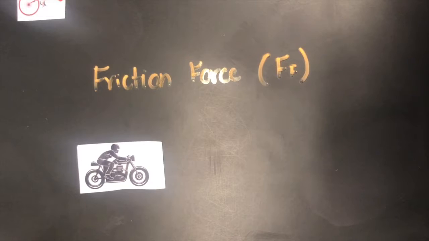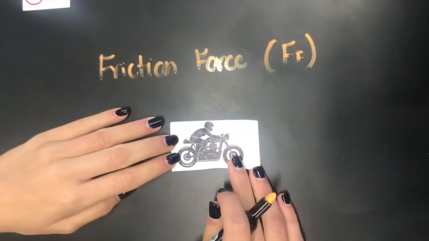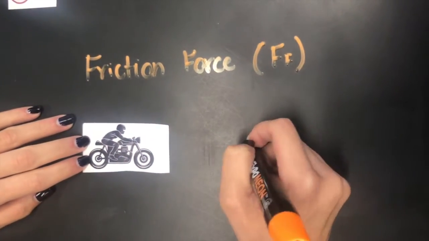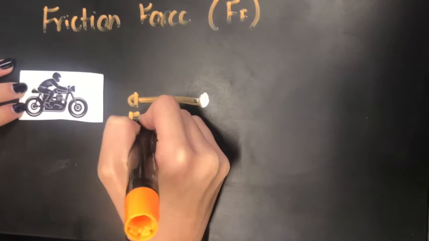Frictional force is a force exerted by a surface as an object moves across it. So here we have the motorcyclist. As he moves, the street makes a friction force in the opposite direction.